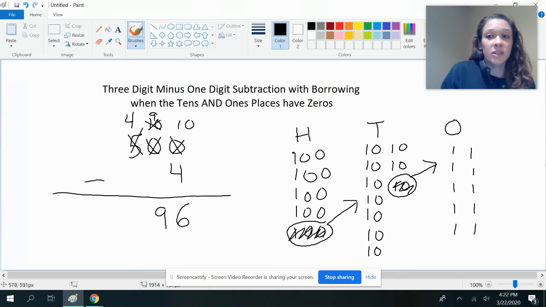Now I can move to my hundreds place. So 4 take away 0 is just 4, so I can write down 4. And my answer should be 496.